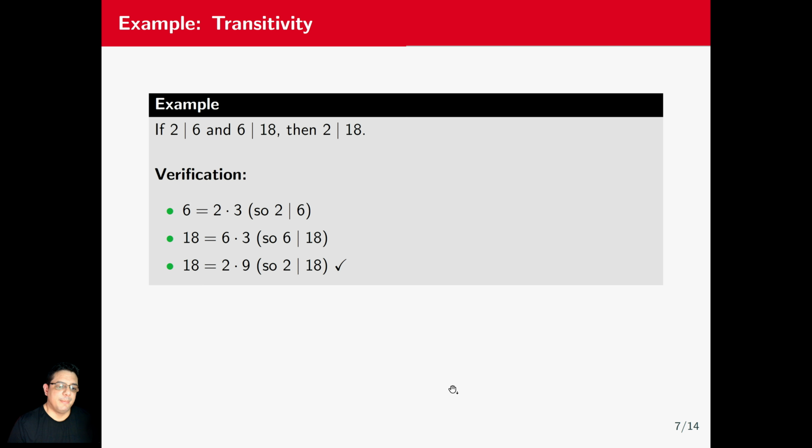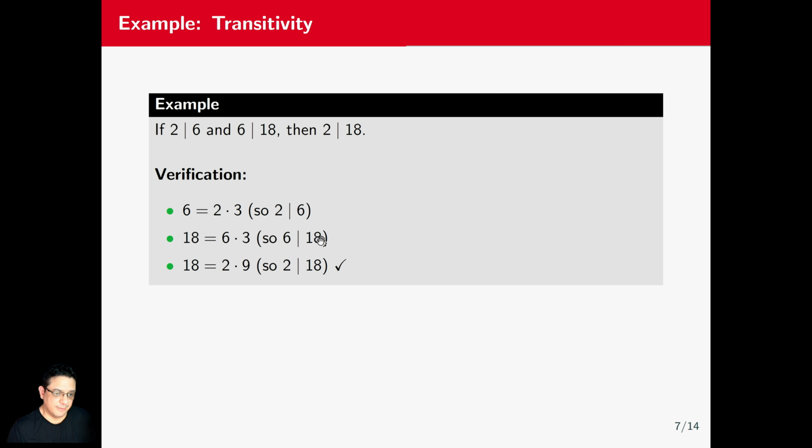Okay, let's give an example of that theorem in action. So let's say if 2 divides 6 and 6 divides 18, then 2 is going to divide 18. That's pretty much the application of this. So let's verify that that's true. Well, 6 is divisible by 2 because 6 can be seen as 2 times 3. 18 can be divided by 6. In particular, 18 is 6 times 3.